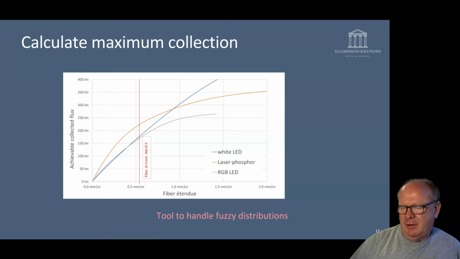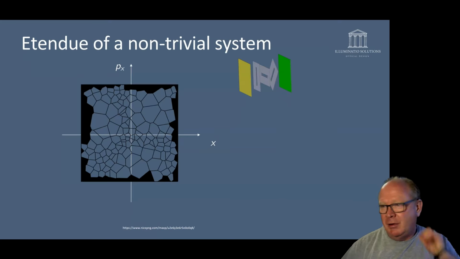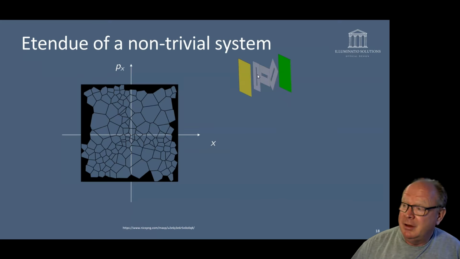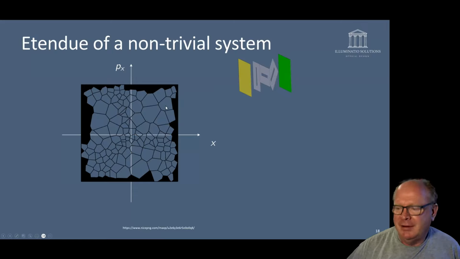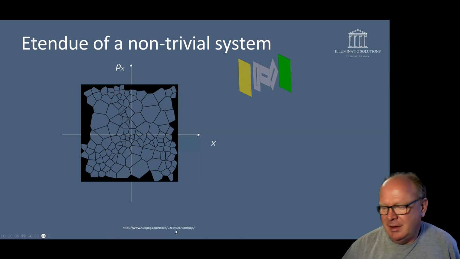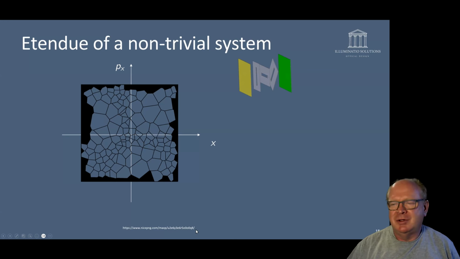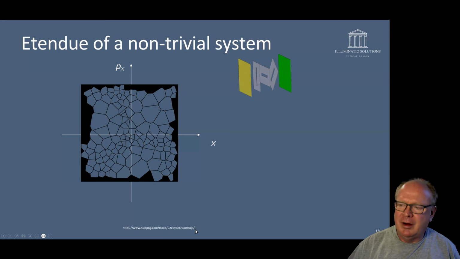Okay, let's go forward. And now we look for the non-trivial systems, crazy systems where you have to find out or calculate the étendue. So on the left, I have taken this nice figure from the internet. You can see the reference here, which shows we have just some irregular set of phase-space cells which together define the étendue of the application.